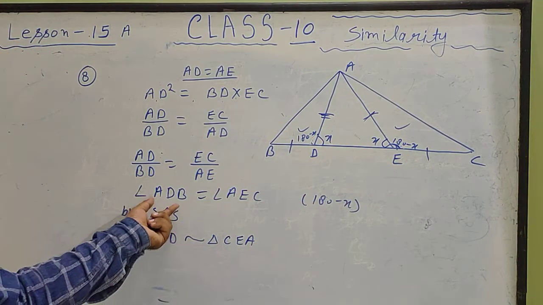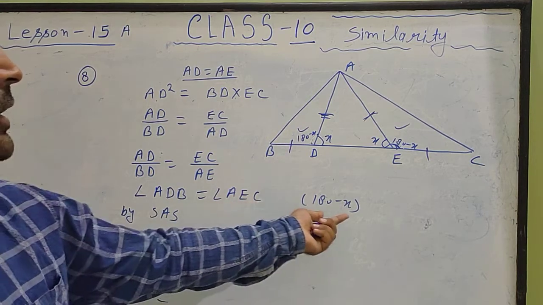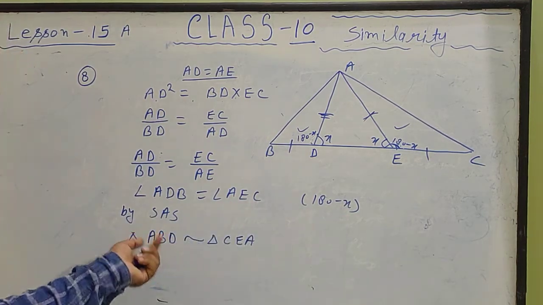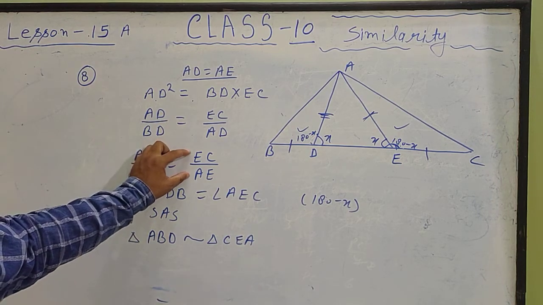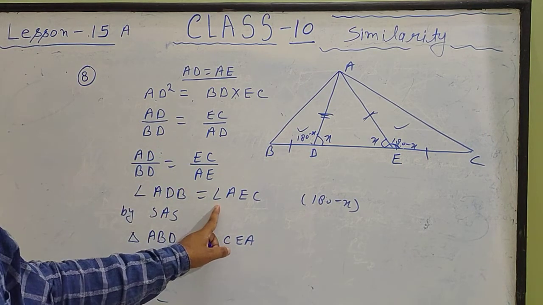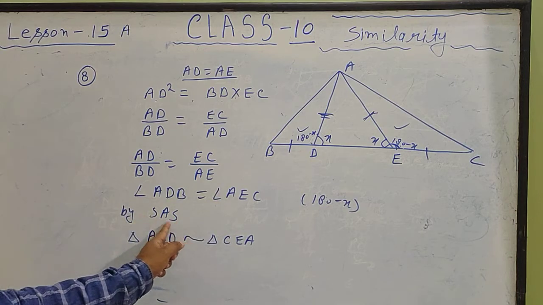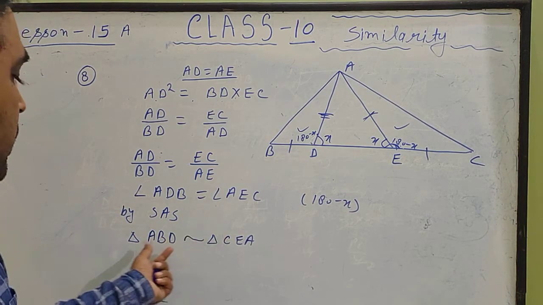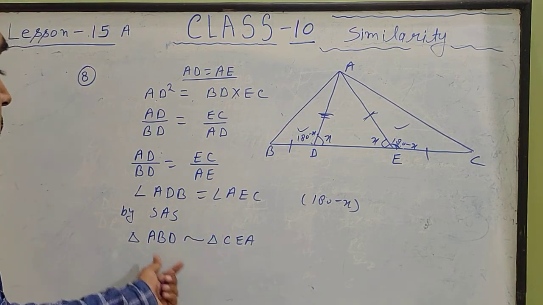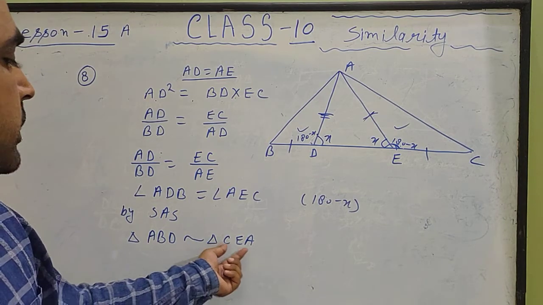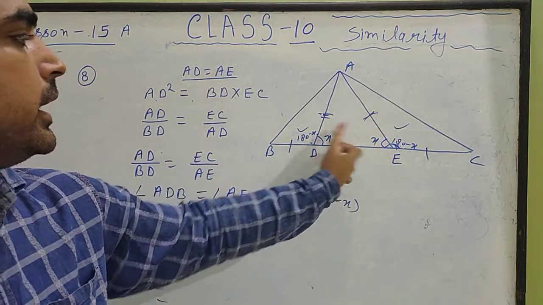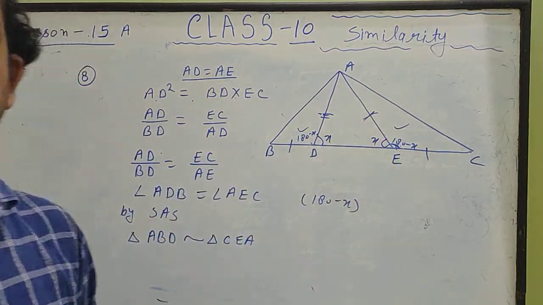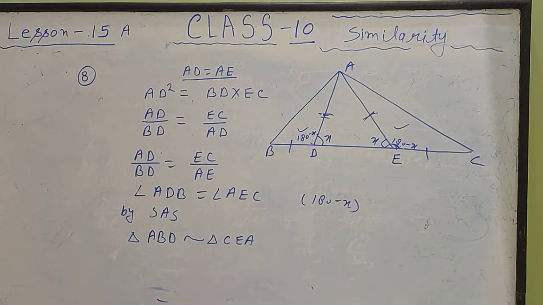So angle ADB is equal to angle AEC, equal to 180 minus x. So this is the side angle side: two ratios are equal and one angle is equal. This is the side angle side property. So both triangles are similar to each other. Triangle ABD is similar to triangle CEA, meaning ratios are equal and angles are equal. One angle equal, side angle side. So both triangles are similar to each other.